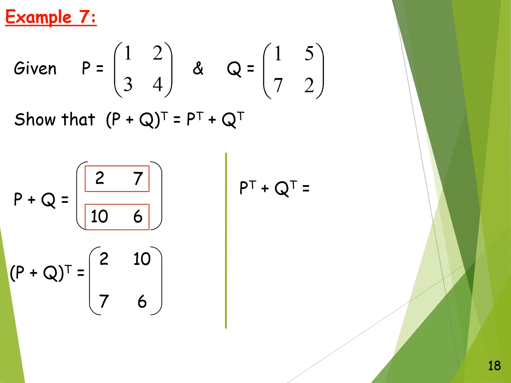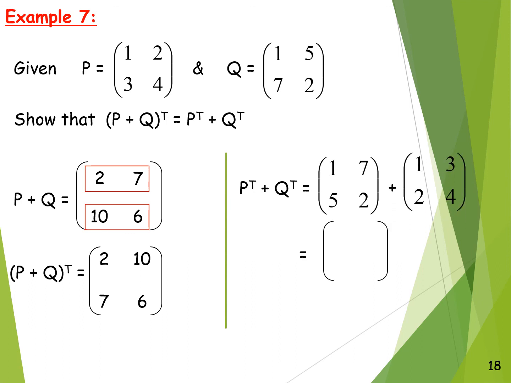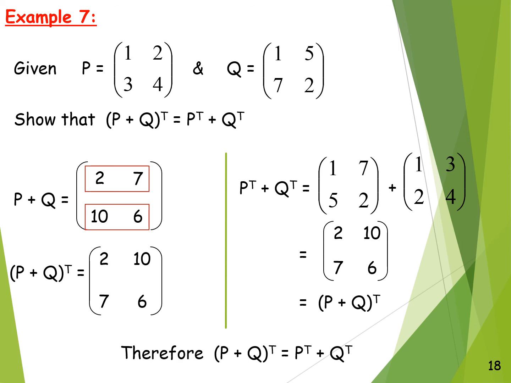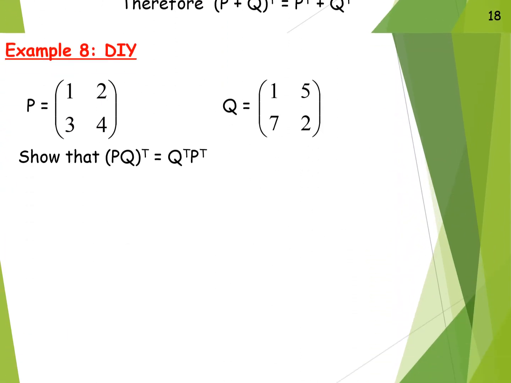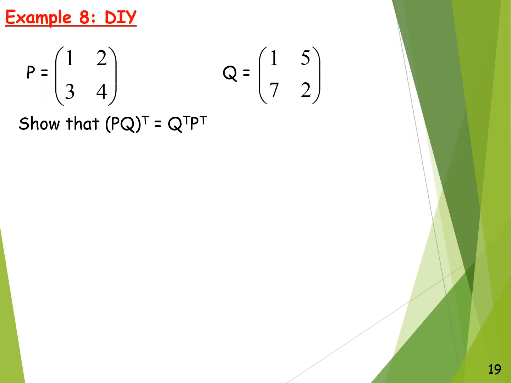Then prove the expression on the right side. P transpose plus Q transpose equals 1, 7, 5, 2... wait, P transpose 1, 3, 2, 4 plus Q transpose 1, 7, 5, 2, and this is equal to 2, 10, 7, 6. And this is equal to P plus Q transpose. By comparing both expressions, left and right, therefore P plus Q transpose equals P transpose plus Q transpose.